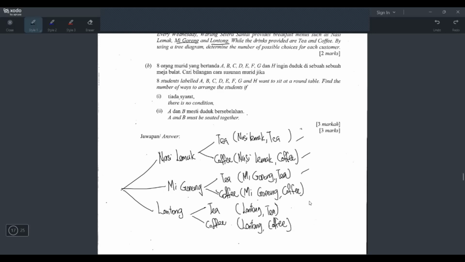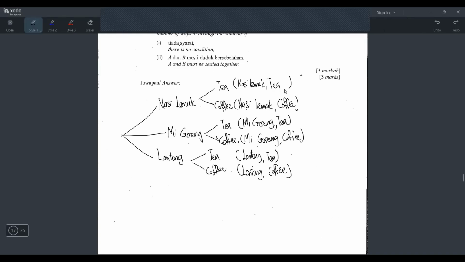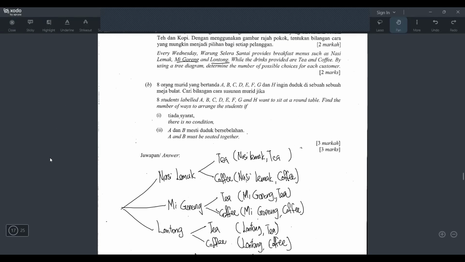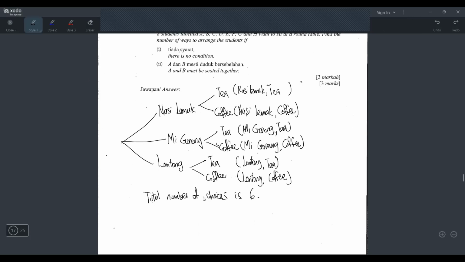6 options, right? And remember, when you draw a tree diagram, always write down the end result beside here, right? This one memang kena tulis. So what they want to do here, using a tree diagram, is determine the number of possible choices. So what is the number of possible choices? 6 lah, right? So how can we write here? We just write total number of choices is 6, because there's only 6 choices. So number of possible choices is 6. Actually, you should write possible here.